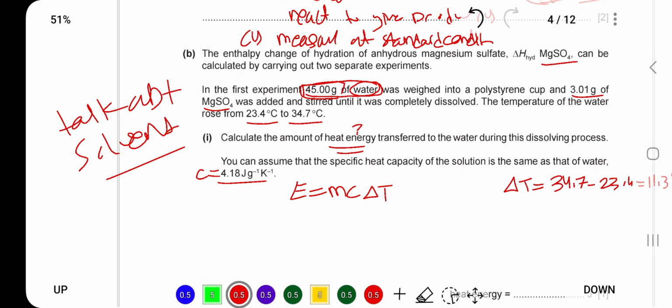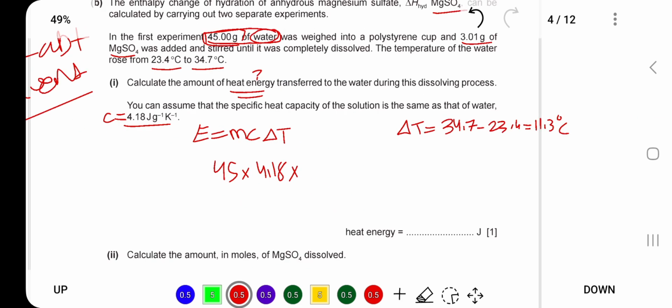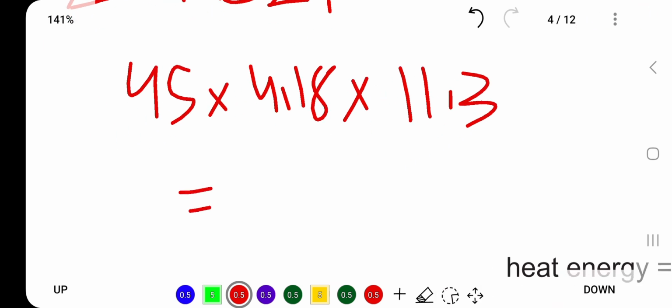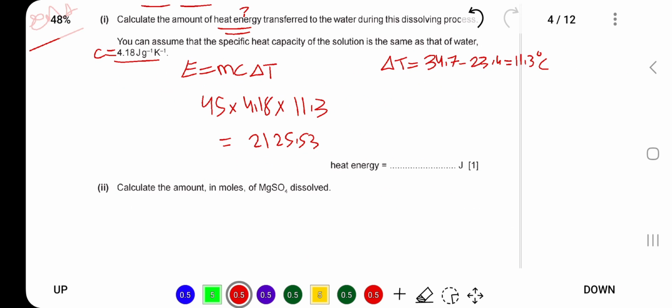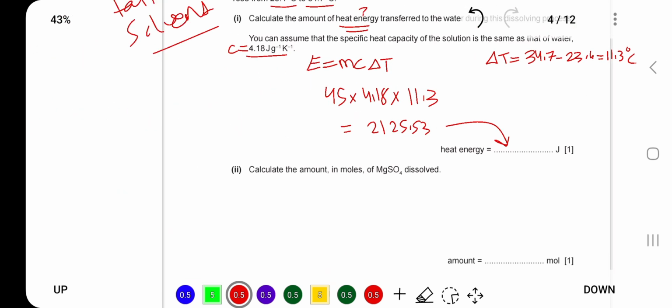m is 45, multiply by C, they gave you 4.18, multiply by the change you did just now, 11.3. Now let's check: 45 multiply 4.18 multiply 11.3. Great, that's the answer: 2125.53. You basically go and put it here. Good job.